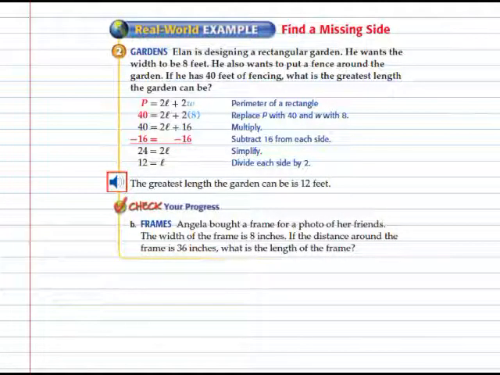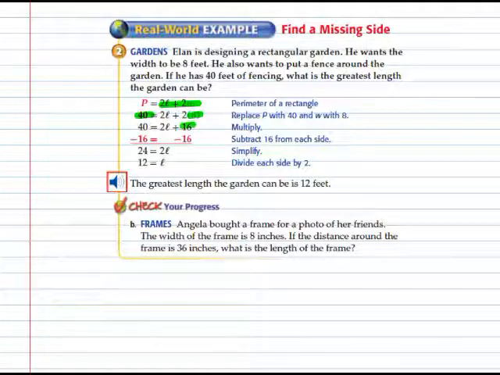Elon is designing a rectangular garden. He finds the width to be 8 inches. He also wants to put a fence around the garden. If he has 40 feet of fencing, what is the greatest length the garden can be? Again, using the formula 2 times length plus 2 times width, we substitute 40, which is our perimeter, for P in our formula, and 8, which is our width, into our formula.